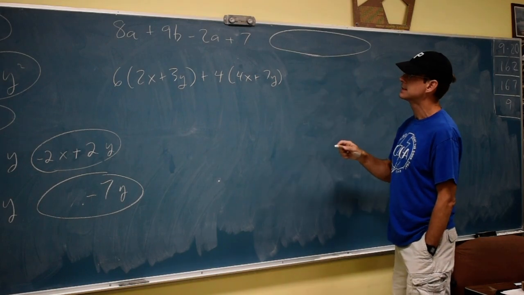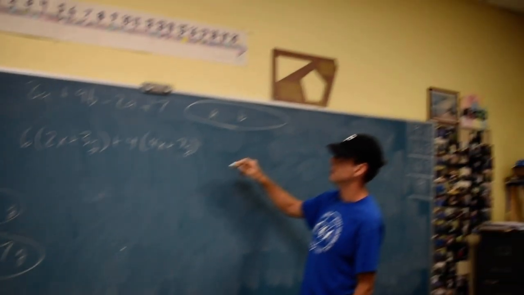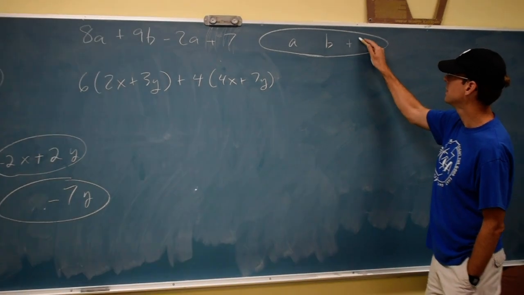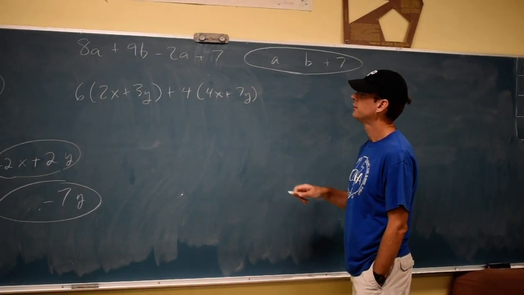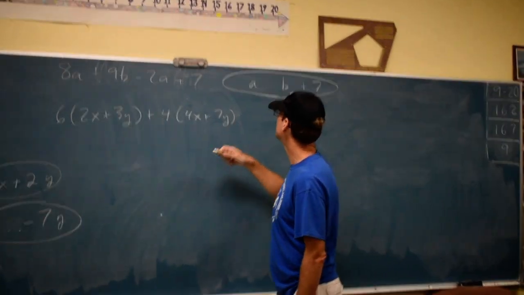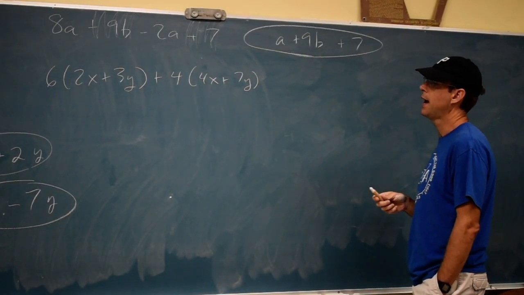For this, I need an A group, a B group, and a number group. There's nothing like with the +7. +7 is one of a kind. So I'm just going to leave +7 alone. Just don't touch it. Just copy it over there. The 9b. There's nothing like with 9b. So just copy the +9b. Don't change anything with that.